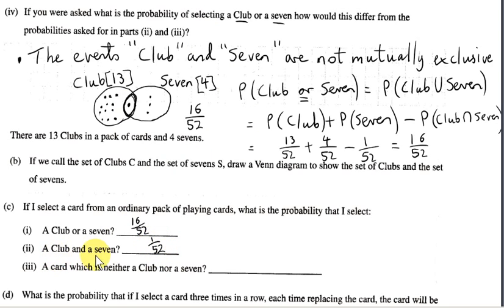Well, this question should really say, what is the probability that I select the 7 of clubs? Okay, we're selecting just one card. The way this question is phrased, it looks like it's asking for the probability of selecting 2 cards, but this is really just the 7 of clubs.